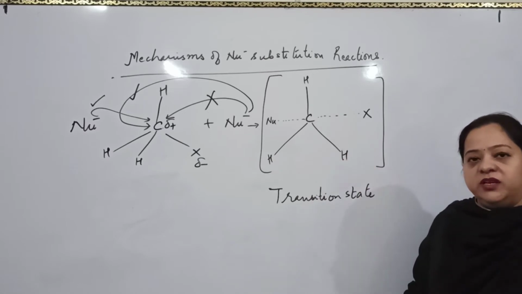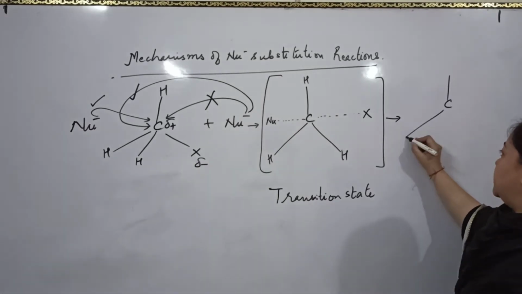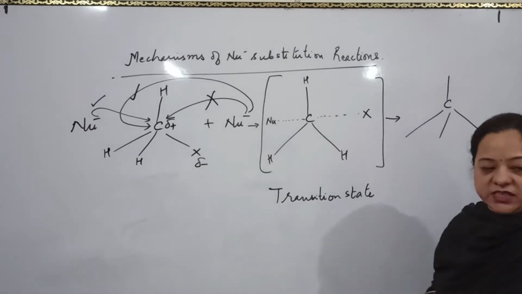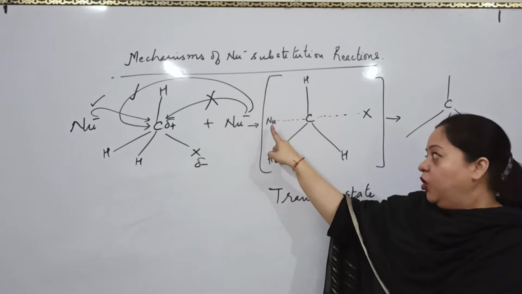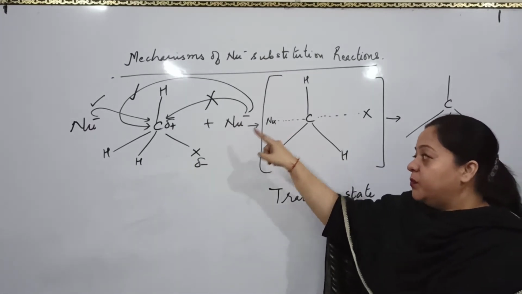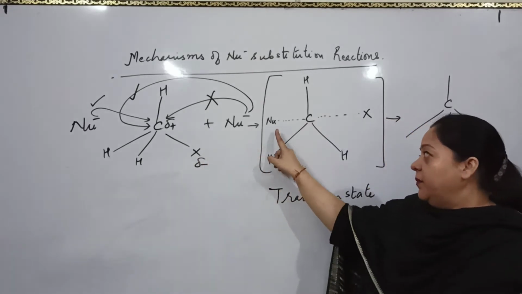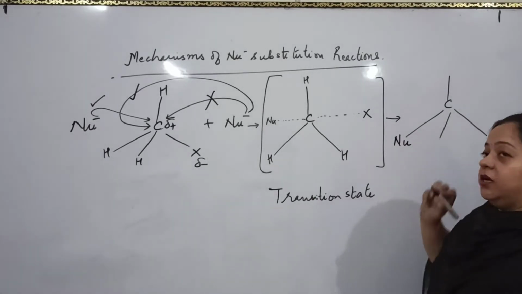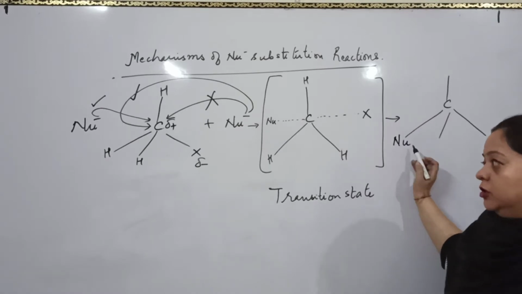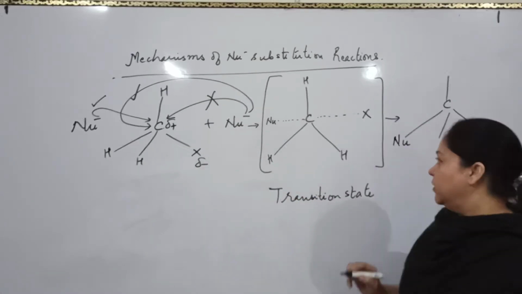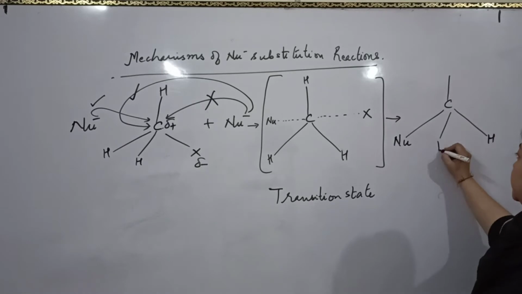Now, when this bond formation and bond breaking is complete, then the substituted product is formed. And in that substituted product, this incoming nucleophile will occupy the position which is opposite to that of the leaving group. As here the leaving group is on the right side, the incoming nucleophile will occupy the position on the left side. That is, it will occupy the mirror image position to the leaving group. This side, the nucleophile, hydrogen on the left side, and we'll write here hydrogen on the right side.